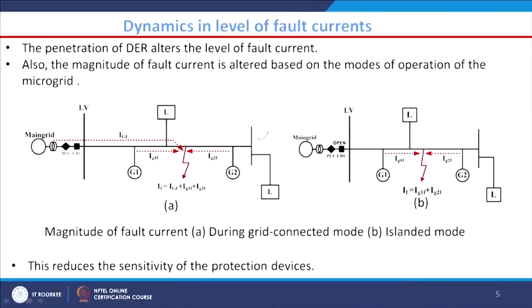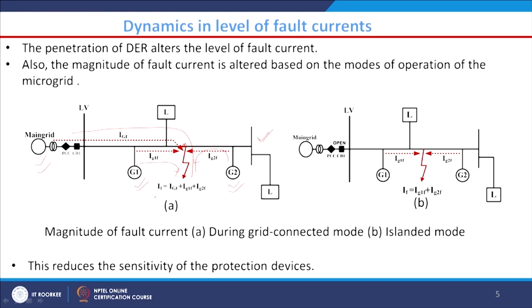The first one is dynamics in the level of fault currents. I have taken this particular figure or system. This is our main grid, this is DG1, and this is our DG2. Now, if a fault occurs, let us say one fault is present here, then the fault current IGF is going to be driven by this grid, and fault current will also be contributed by DG2 and by DG1.